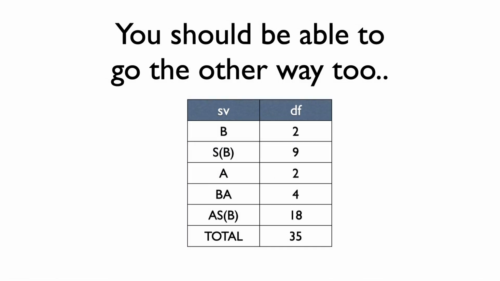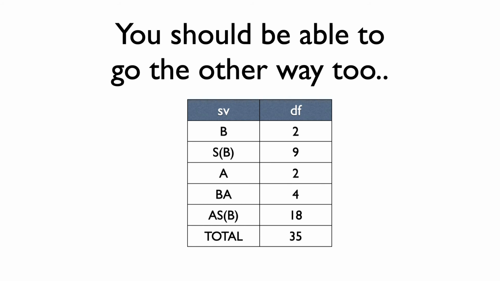You should be able to go the other way, which we just did on the quiz. So let's take a look at this. The first thing you can see with this one is it actually doesn't have any nesting. But we go between subjects within. That immediately should tell you that B's a between and A's a within.